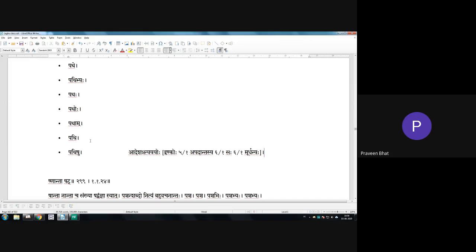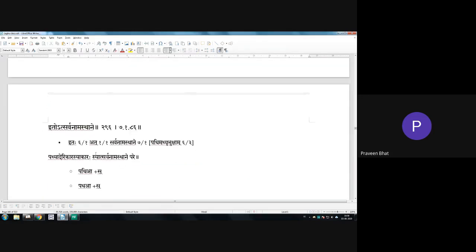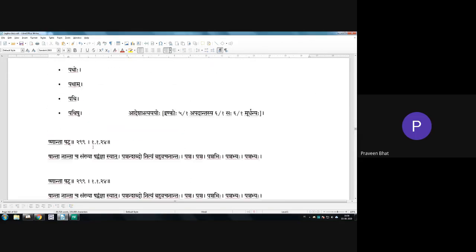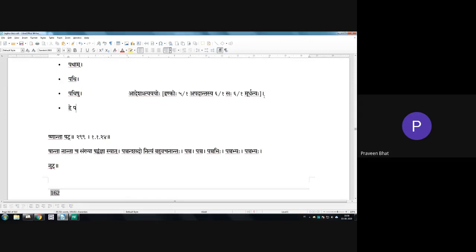Then he pathin, there is no sambuddhi there. So he pantha, same as earlier, he pantha, he panthanau, he panthanah. So here, in sambodhana we will say he pantha, panthanau, panthanah. Anyway, dual and plural never change in sambodhana, so they will remain the same. Here we have to check whether there is a specific rule for sambuddhi or not. Otherwise it is the same as prathama ekavachana.